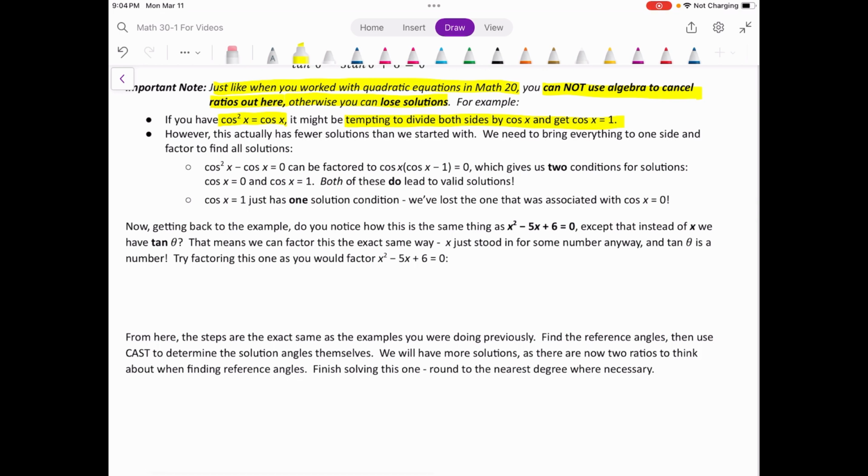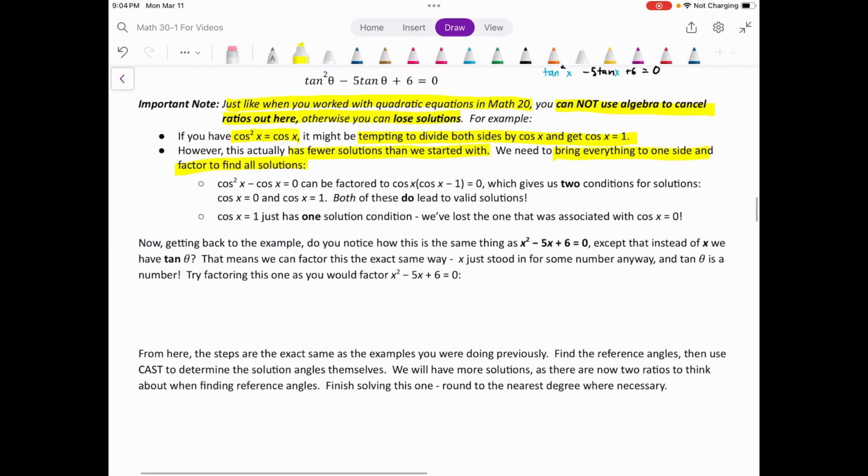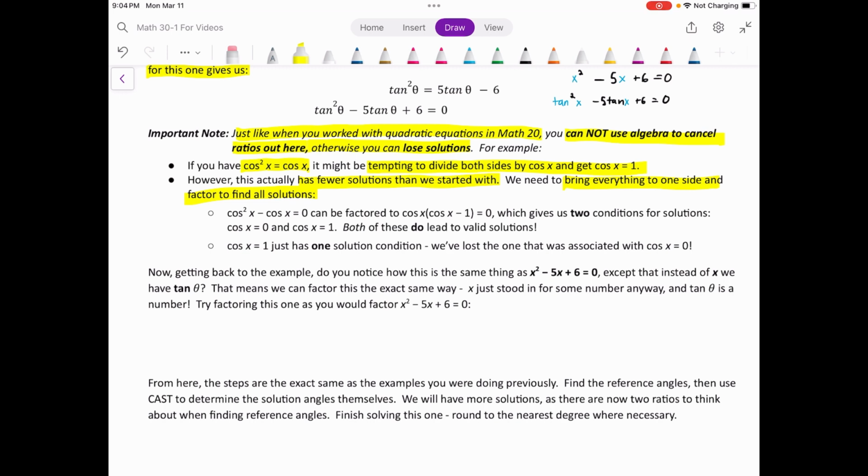But this equation here now actually has fewer solutions than we started with, right? We actually need to, if we bring everything to one side and factor, we'll be able to find all solutions, okay? So instead of dividing both sides by cos x and canceling those cos x's out completely and losing those solutions, we're going to bring it all to one side. Cos squared x minus cos x equals 0. Well, that we can now factor. We can pull cos x out as a common factor, right? Leaving us with cos x times cos x minus 1, right? Cos squared x divided by cos x is just cos x, and then negative cos x divided by cos x is just negative 1.